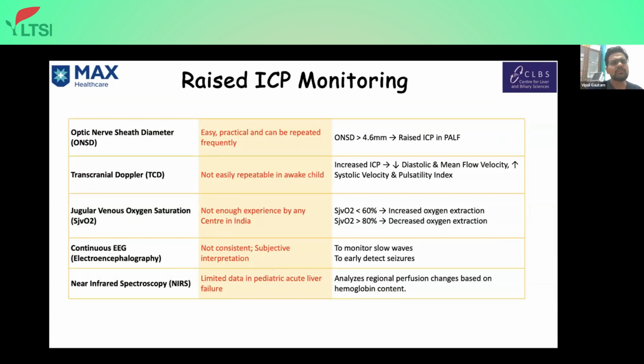Others are not much useful, like jugular venous oxygen saturation and NIRS; there is not much pediatric data. Continuous EEG can be used. It needs expertise to interpret, with subjective interpretation. It can guide the progression of HE, and it also helps in detecting early seizures.